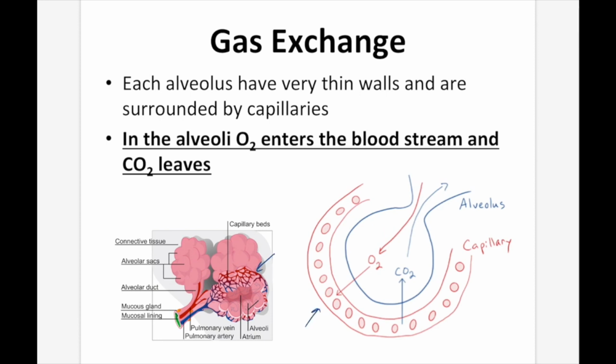So in the alveoli, O2 enters the bloodstream and carbon dioxide leaves. And as you can see here, we have oxygen coming in, so we're going to breathe in our oxygen. It's going to enter the alveolus. It's then going to diffuse into the bloodstream and then be carried around the body. The carbon dioxide is going to diffuse from the bloodstream into the alveolus and then be exhaled as we breathe out.